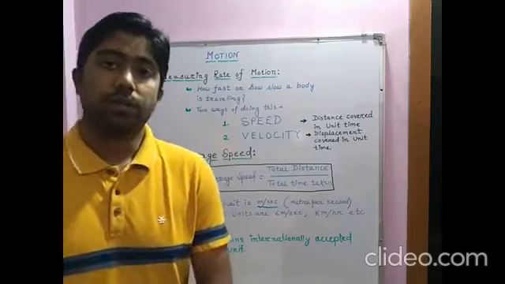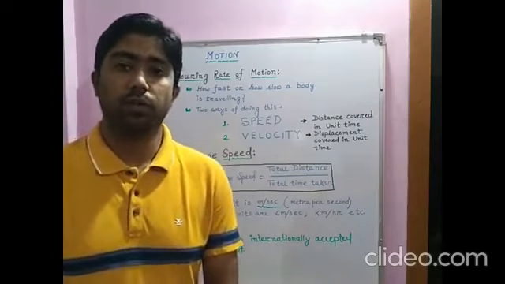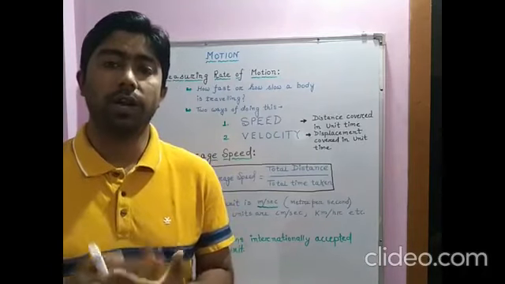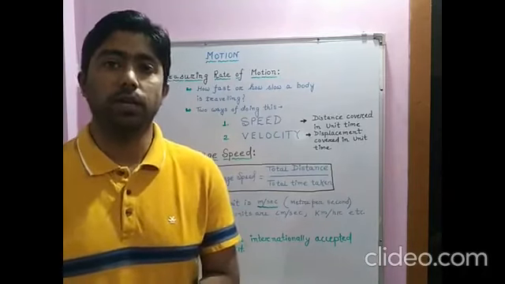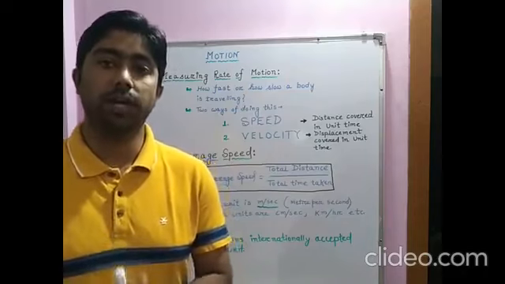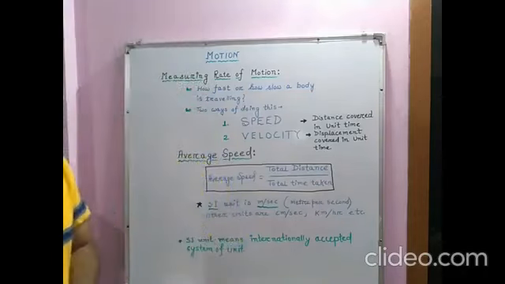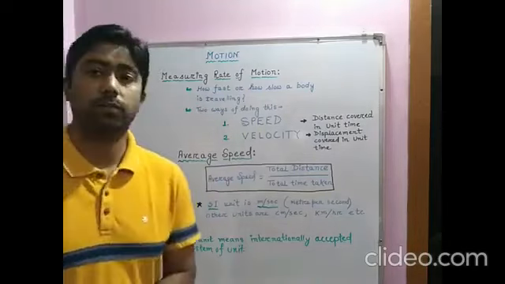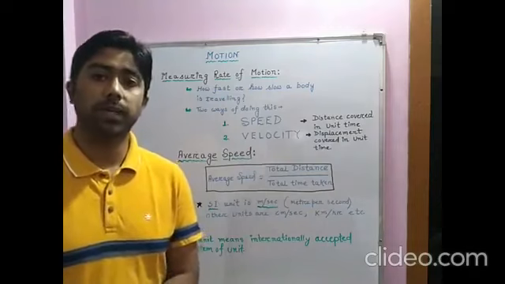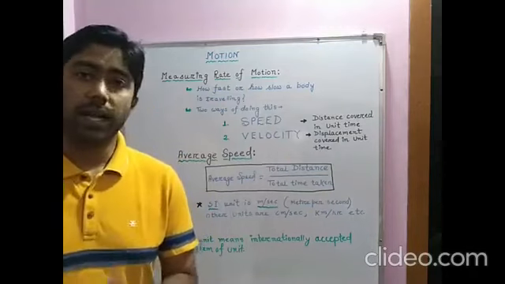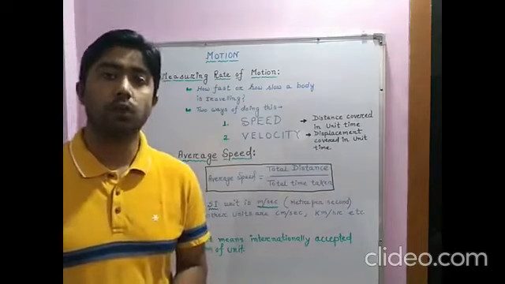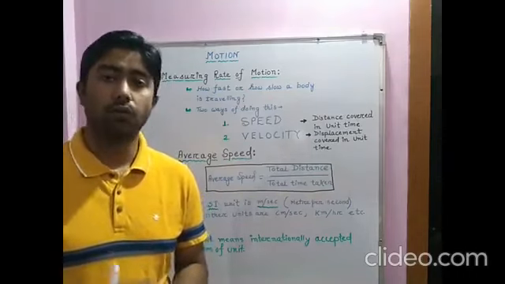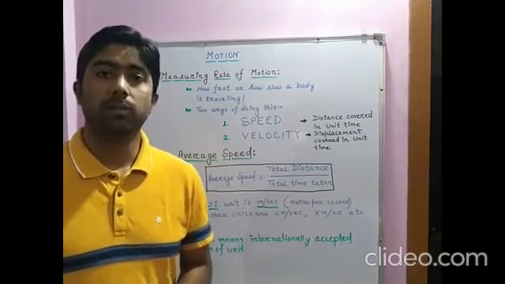Now today our topic of discussion will be measuring the rate of motion. How is the rate of motion measured? Measuring rate of motion means to understand how fast or how slow a body is moving. We have to understand how fast or how slow a body is moving.